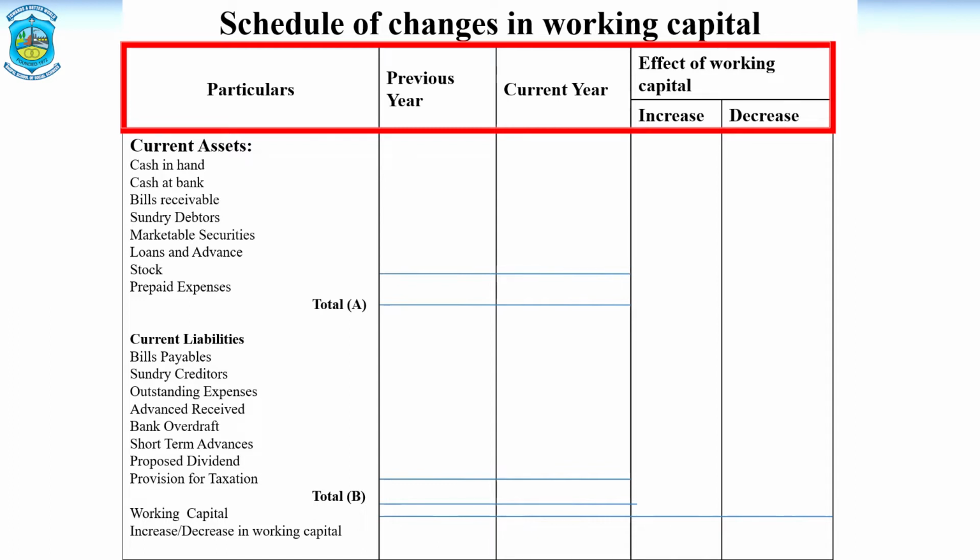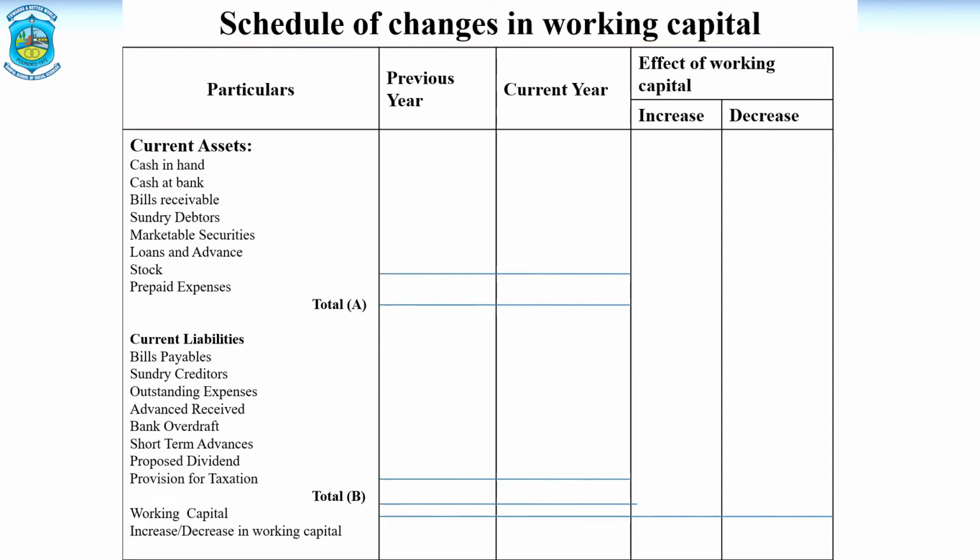In this previous year and current year's amount, actually, what is the purpose? It is only to find out the increase and decrease in the components of working capital. Basically there are two types of working capital, gross working capital and net working capital. Gross working capital is the total of only current assets. If we subtract all the current liabilities from all these current assets, we will find the net working capital.